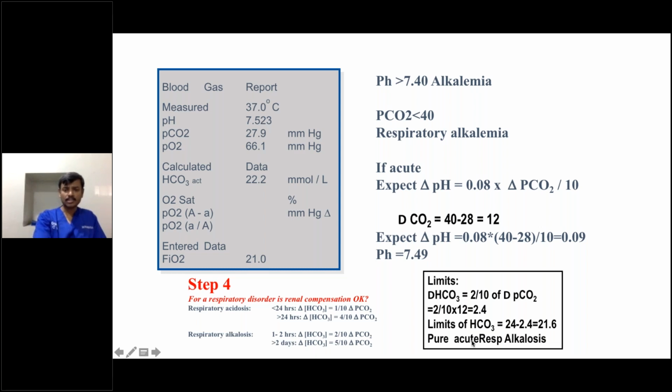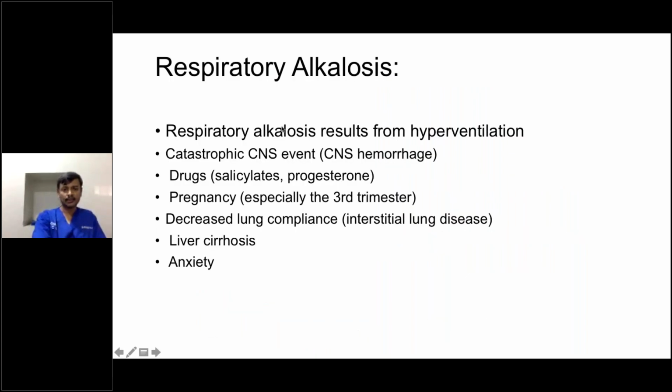If you look at the compensation, bicarbonate comes around 21, normal is 22, so it looks like a pure acute respiratory alkalosis. Here we have to do some formula calculation. So we have to identify the formula from the respiratory disorder. Where do we see alkalosis? Maybe because of a CNS event, CNS hemorrhage, drugs, salicylate, pregnancy, the most common physiological respiratory alkalosis, decreased lung compliance, liver cirrhosis, and anxiety.